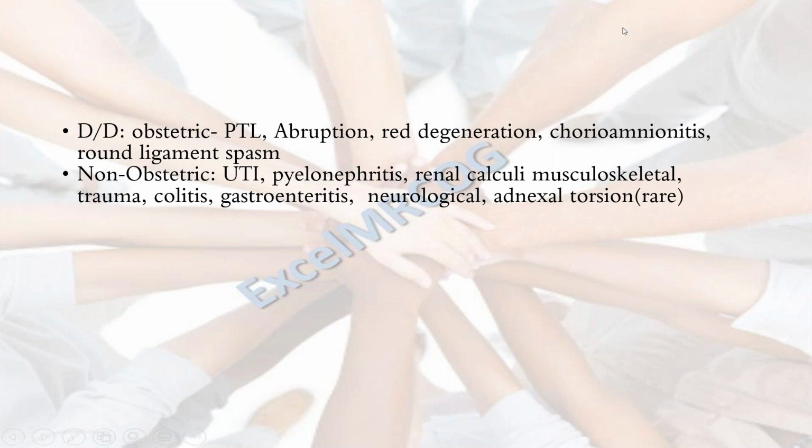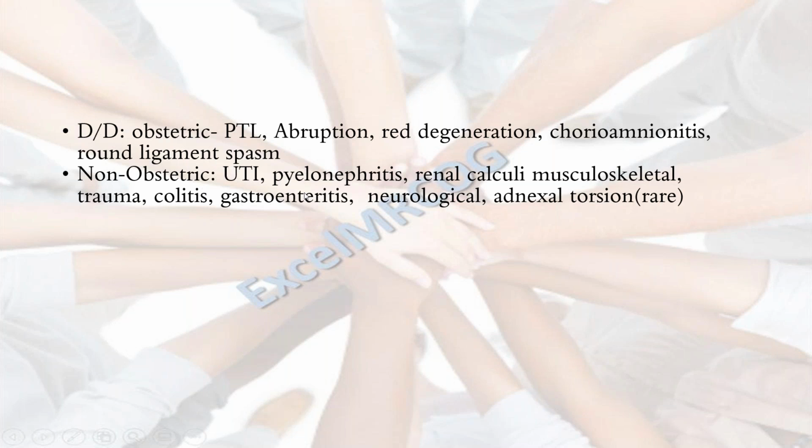then you start with your non-obstetric. That is fine because it's given as loin pain. It is not described as preterm labor. So non-obstetric would be UTI, pyelonephritis, renal calculi, musculoskeletal trauma, colitis, gastroenteritis. Remember the other organs that are there. Okay, neurological, head neck cell torsion. Okay, so these are the other differentials that you would give in this particular station.